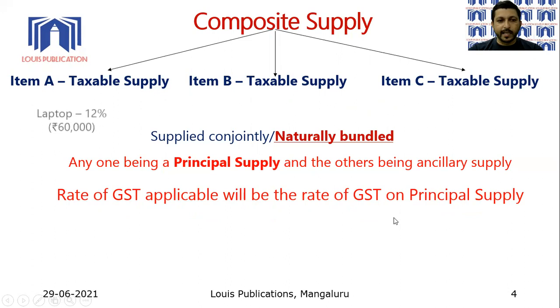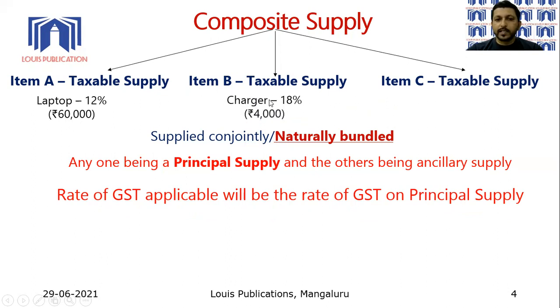Now let's take an example. Say item A is a laptop. Let's imagine it attracts a GST of 12%. Say cost of laptop is 60,000. Let's say item B is a charger. Say GST rate is 18%. Say cost is 4,000 rupees. And say item C is a carry case or bag. The GST rate is 5%. Say cost is 2,500. Now, I have given you values only for understanding.